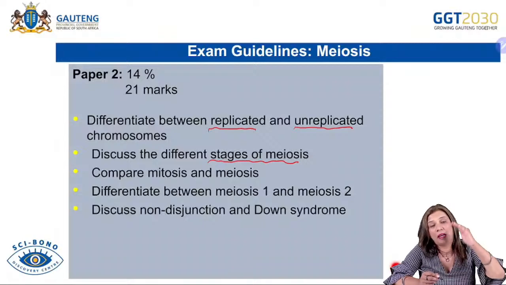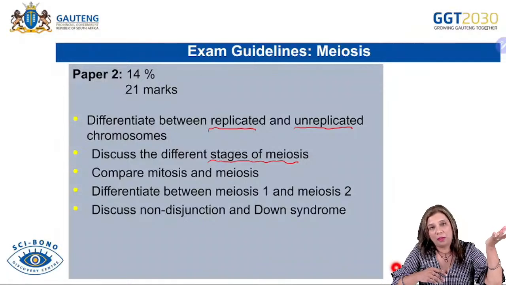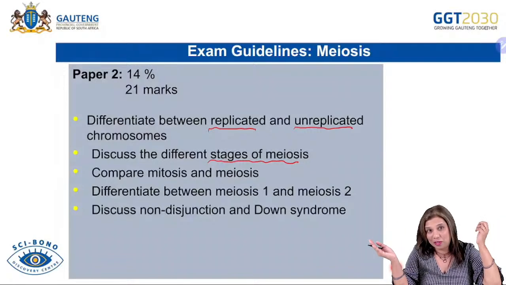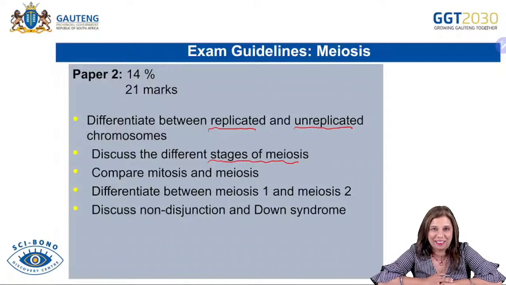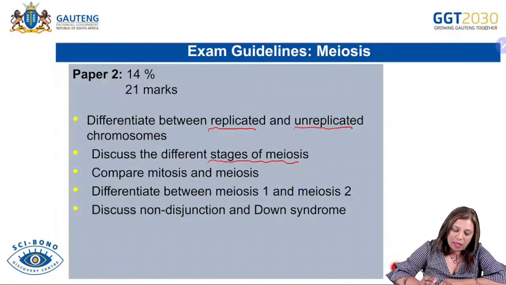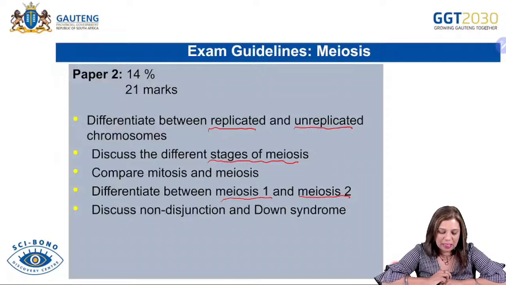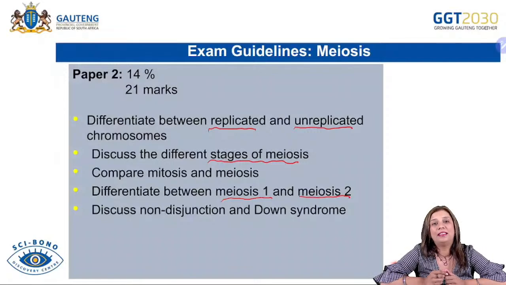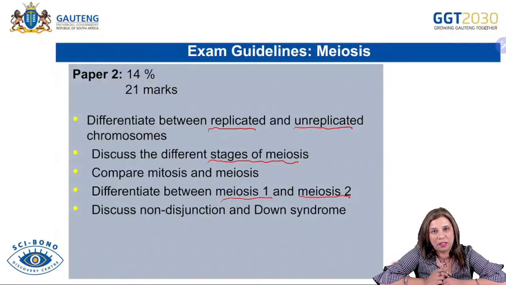So meiosis is made up of different stages. You need to compare meiosis and mitosis. Mitosis sounds familiar to you, right? You did that in grade 10. So we're going to touch on that just a little bit. And then we're going to differentiate between meiosis 1 and meiosis 2. We're going to discuss non-disjunction and Down syndrome. So that is the list of topics for meiosis for this week.